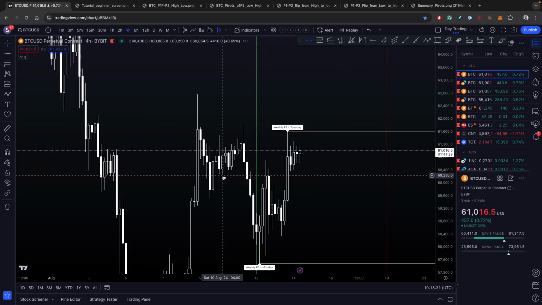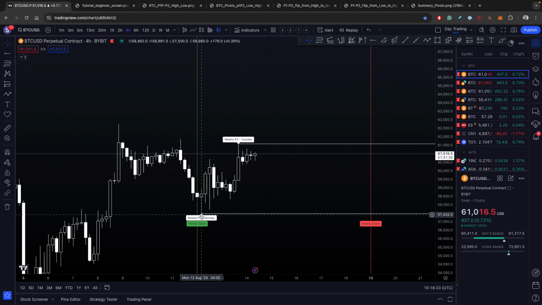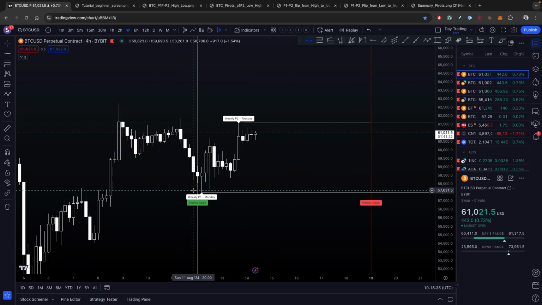For example, I go to the 4-hour time frame. You see here that P1 is on Monday and P2 is on Tuesday. So in this case, this is the weekly open and the weekly close. This is the weekly time frame, right? So now we're looking at which day of the week P1 and P2 are put in.